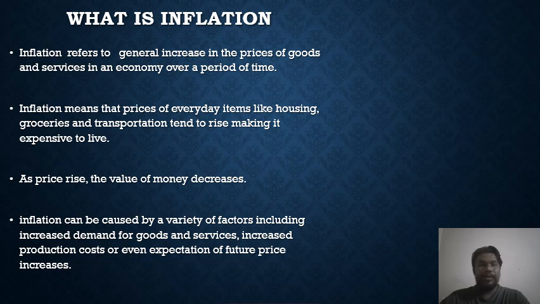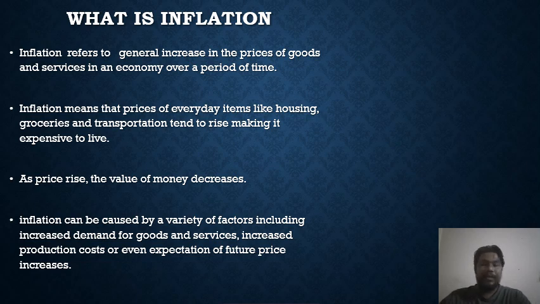Today we are going to study a topic connected to economics, and the name of the topic is inflation. So what is inflation? Let's begin. Inflation refers to a general increase in the prices of goods and services in an economy over a period of time. Inflation means a sudden increase in the prices of goods and services.